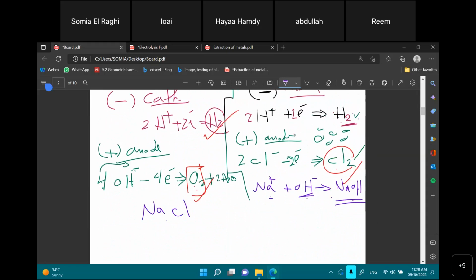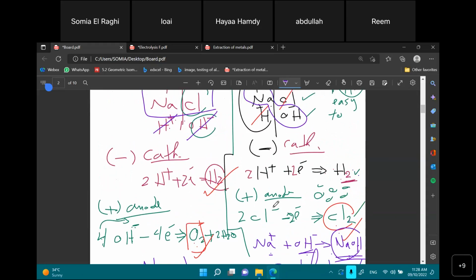This material formed, I said just memorize for this year, at the cathode area. So this material at the cathode area, if they put litmus paper or universal indicator at the cathode area, it will turn blue. All right? I repeat again, this question is important in your syllabus.